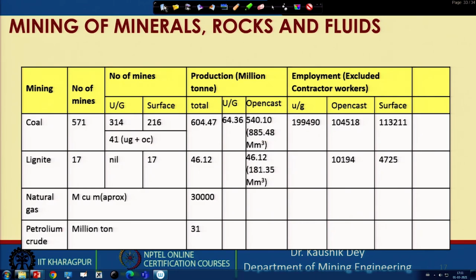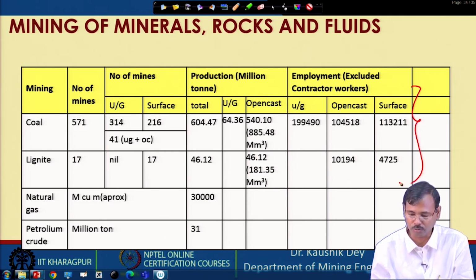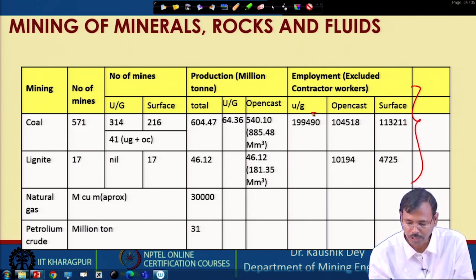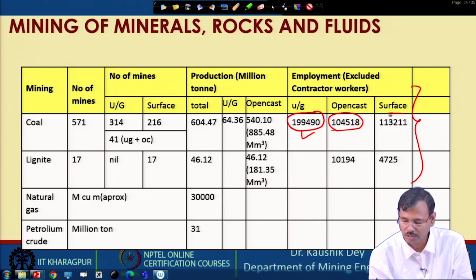Now, let us look into the employment status, how much employment is being generated by surface mining. This is carried out only for the coal sectors; other sectors' data could not be collected. You can see the manpower deployed for underground is almost 2 lakhs. For open cast it is almost half of that, and it is surface.